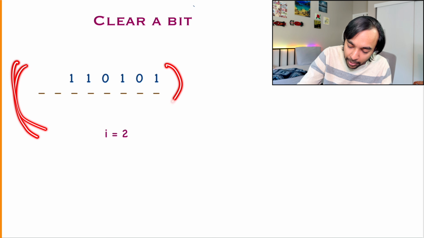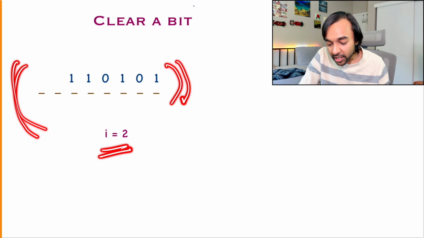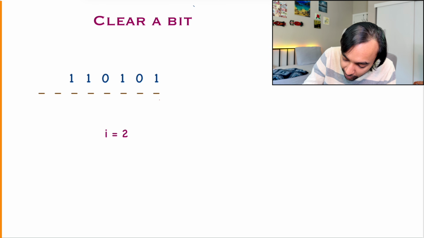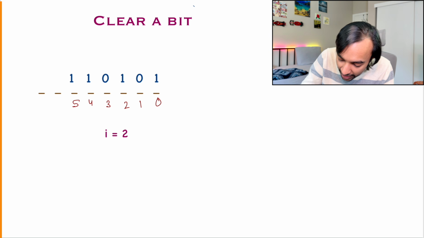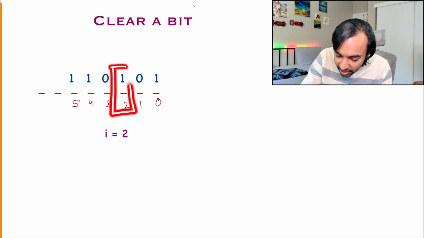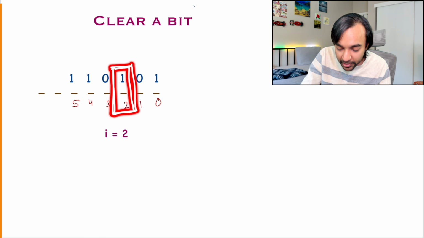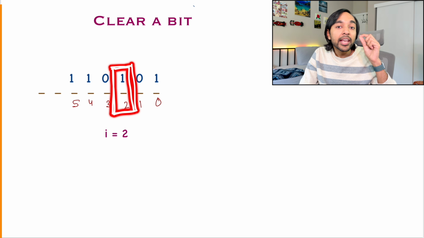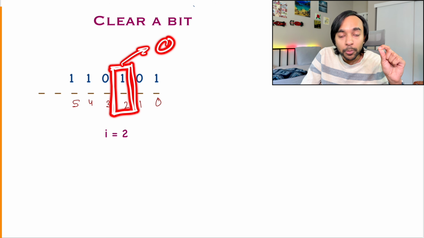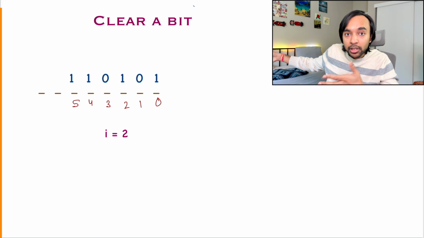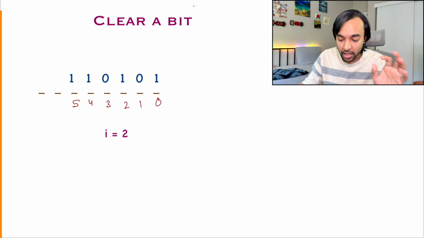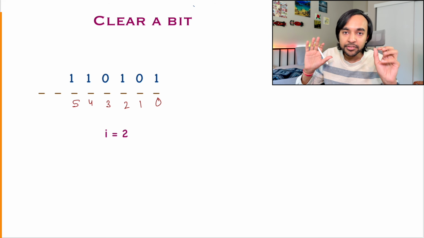You are given a certain binary number and the value 2. Now you need to clear the bit. What does that mean first of all? I am going to first label all of my bits. I am looking at the value of i equals 2. It means I am concerned about this particular bit and I have to clear it. Clearing a bit simply means that if the bit is 1, you need to set it to 0. If the bit is already 0, that means it is already cleared and you don't have to do anything about it. I now believe the problem statement is very, very clear.